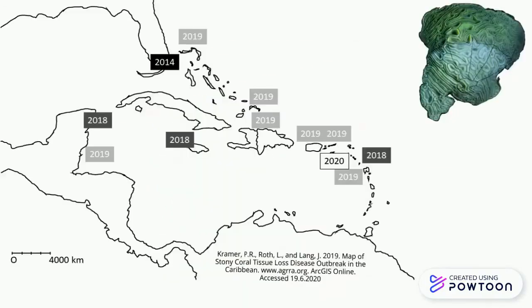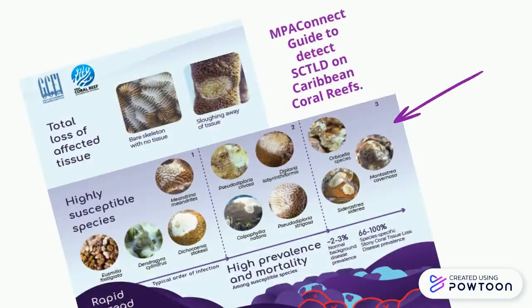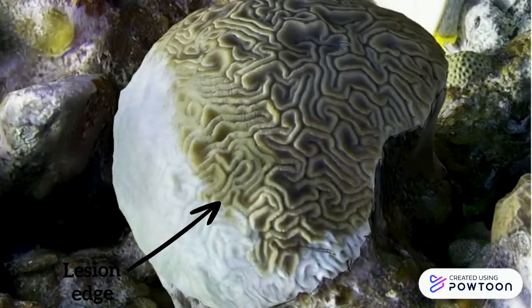Stony coral tissue loss disease is found on many Caribbean reefs and is a very infectious and often lethal disease that affects over 20 coral species, and infected corals have lesions that spread rapidly, leaving behind white coral skeleton. In this picture you can see the lesion edge and the coral skeleton.